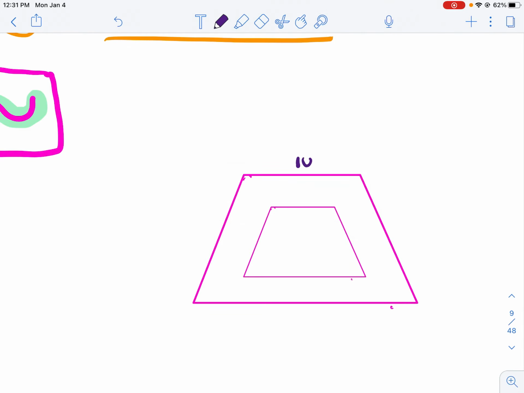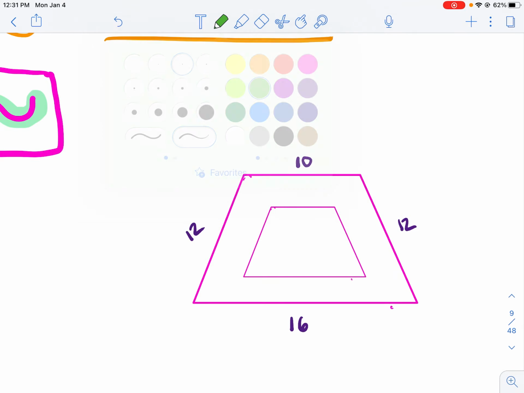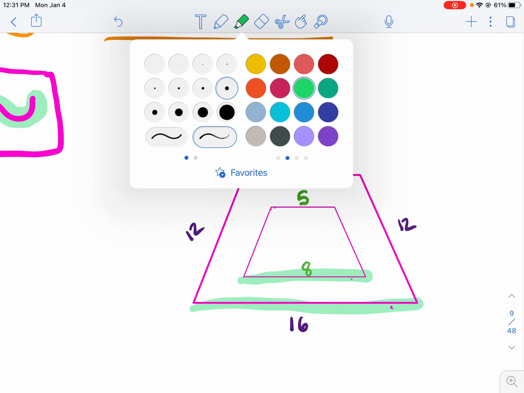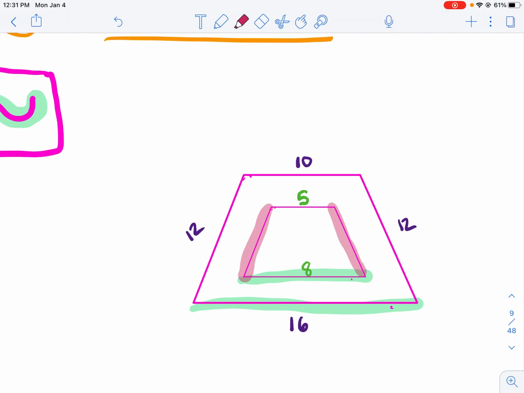Let's pretend that this is 10, this is 16, this is 12, and this is 12. Well, if I made it half the size, this would have to now be 5. This matching or corresponding side, if you will, is going to be 8. And then think to yourself, what are these sides going to have to be? Well, again, if we're shrinking it by half, these have to be 6.